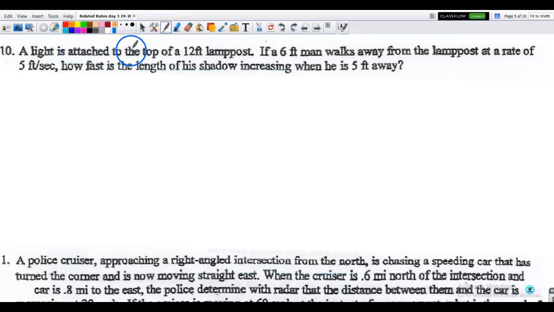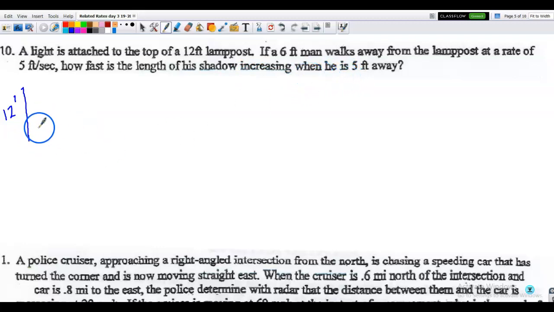A light is attached to the top of a 12-foot lamppost. So here I am reading with my pencil. The first thing I notice is I have a 12-foot lamppost. If a 6-foot man walks away from the lamppost at a rate of 5 feet per second, how fast is the length of his shadow increasing when he's 5 feet away?